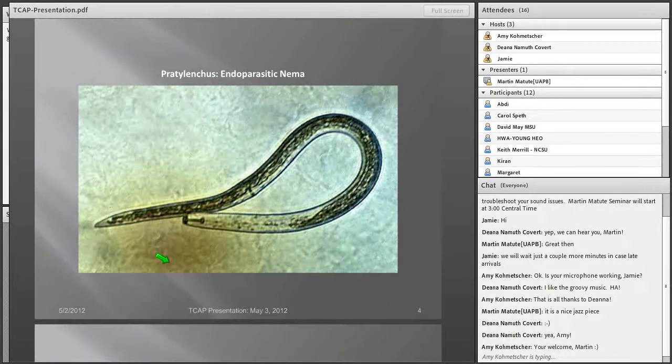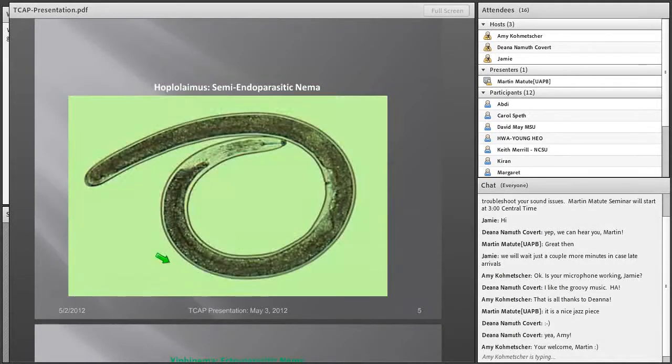Then this, okay, this is still, that's still Pratylenchus. Next one, this is Hoplolaimus. Hoplolaimus is semi-endoparasitic. If you can see, generally it is a bigger nematode. It's a bigger nematode than the Pratylenchus we saw earlier.